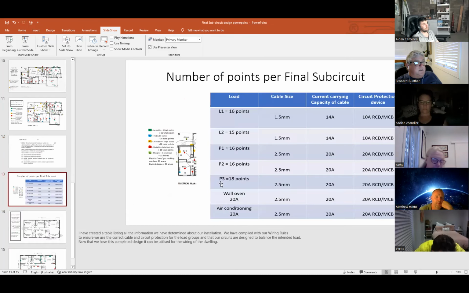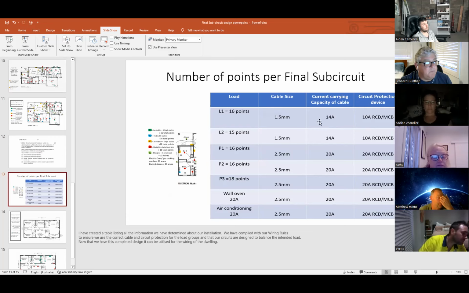So if we go to the next slide here, you'll see number of final sub-circuits per circuit. We've worked it out there, and this is just a bit of a table I've made up where it says L1 is 16 points, 1.5 millimeter square cable. The cable's got a current capacity of 14 amps. We're going to protect it with a 10 amp RCD MCB. So we don't want this here over this here. We want to have a smaller number here than we do here, or equal or lower.